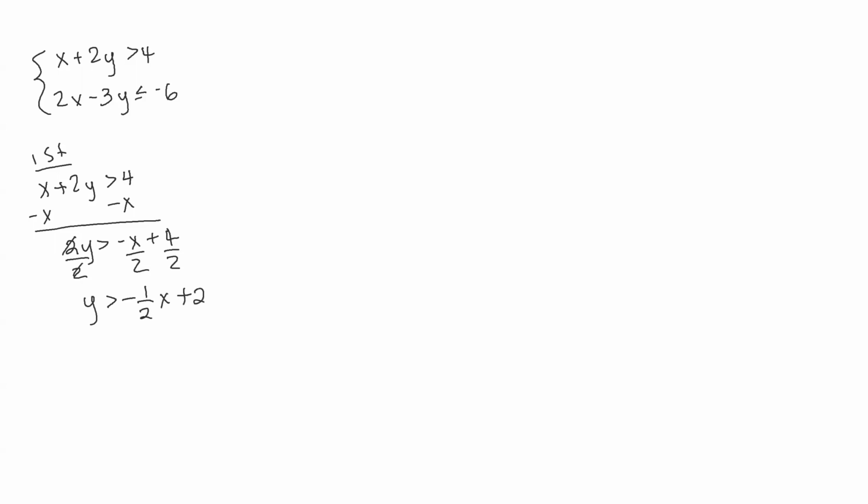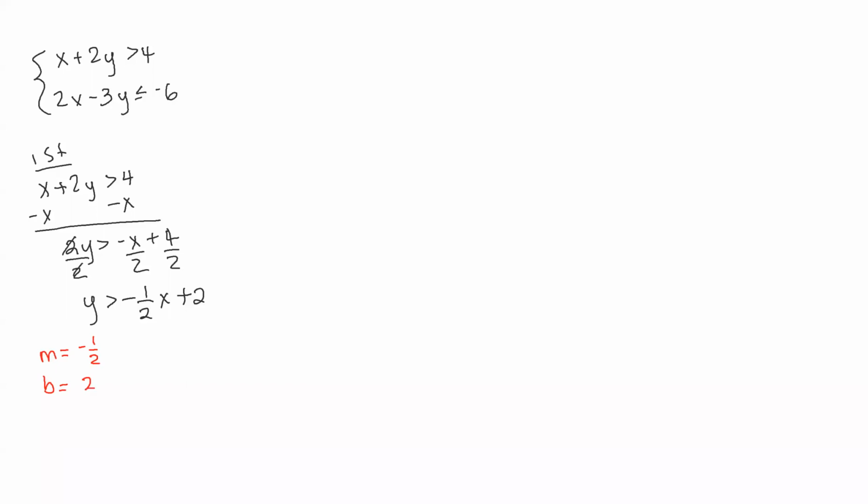So let's do everything for the first equation. We're going to do it in red. So the slope for the first inequality is the coefficient of x after you have solved for y. So negative 1/2. After you solve for y, the constant is the y-intercept. So the y-intercept here is 2.